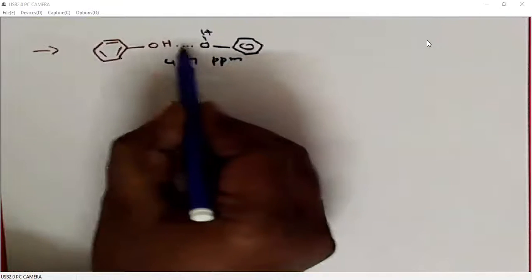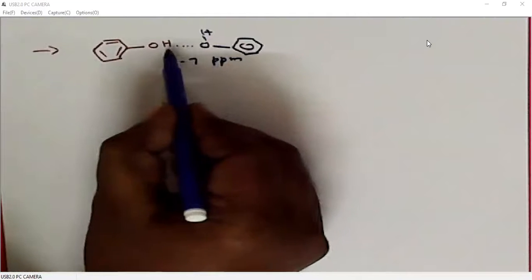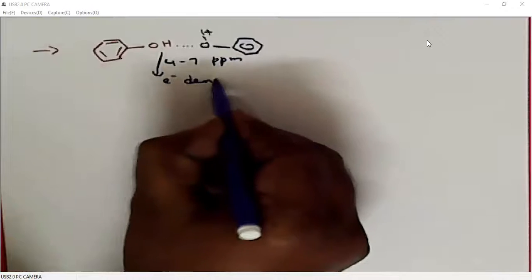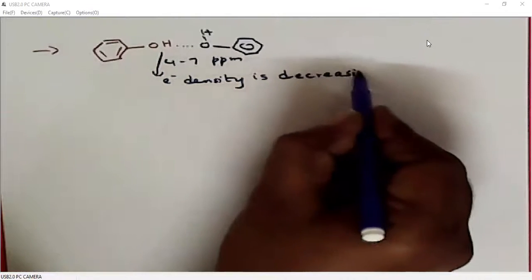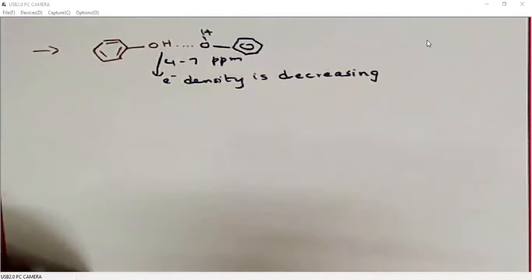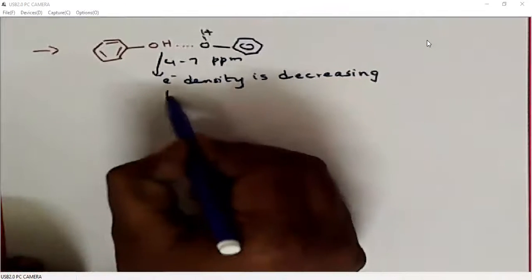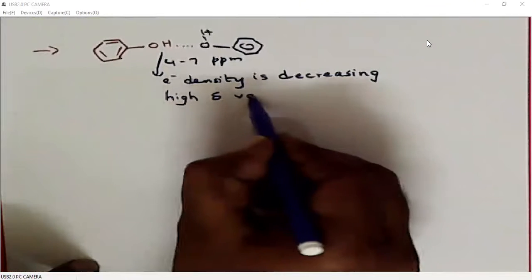When we have hydrogen bonding, the electrons around the proton are attracted towards oxygen. That means the electron density around the proton is decreasing. So the local diamagnetic field will decrease, and the resultant will be very high. As a result, we will have very high delta values, because the screening is decreasing.